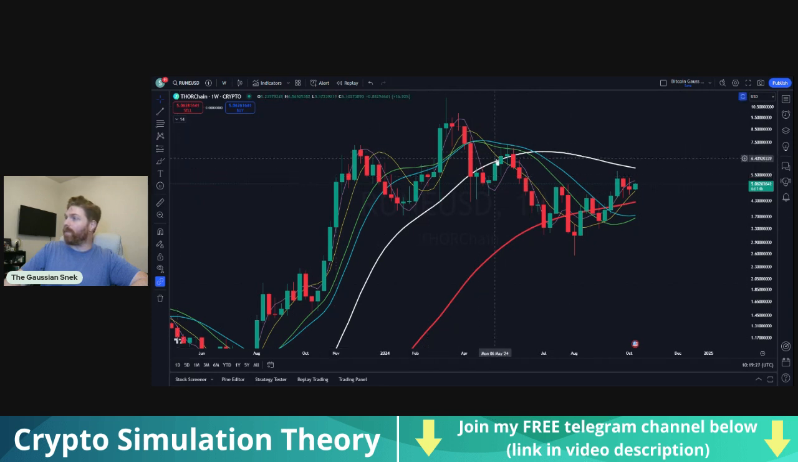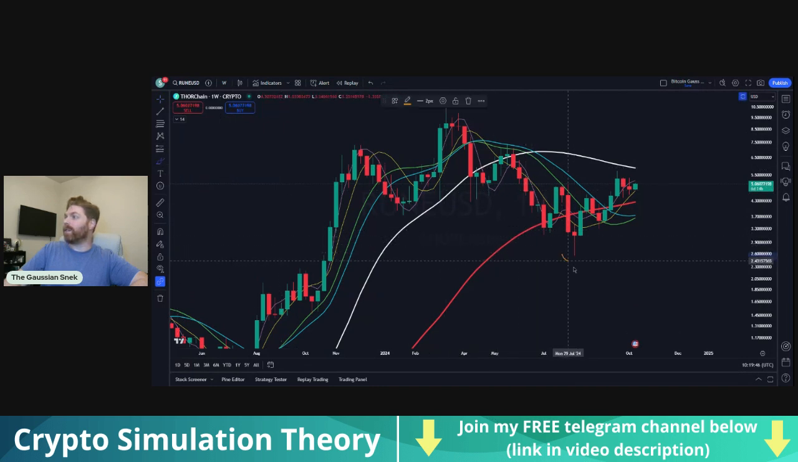Just in terms of moving averages, we got all those death crosses kind of out of the way, and we've got golden crosses now. We've got the 10-week golden crossing with the 200-week. We've got the 20-week golden crossing. The 50 and the 40 look like they're on their way up. A little bit unsure how this 100 is going to hold, but I think it will probably break.